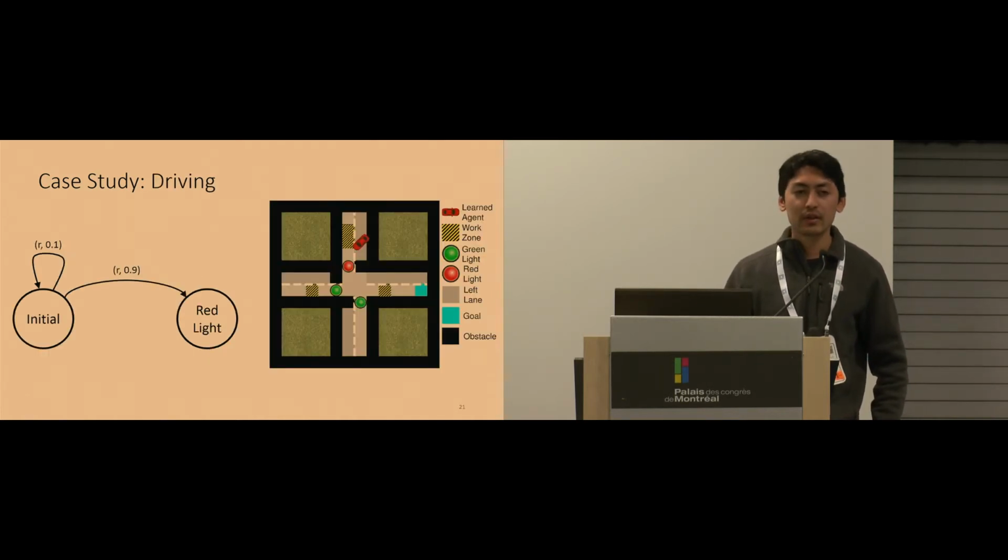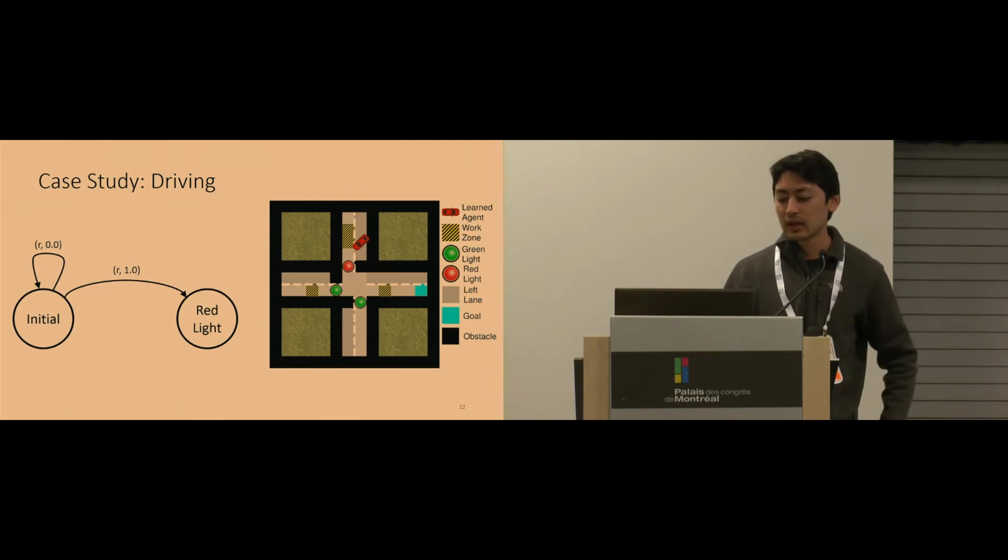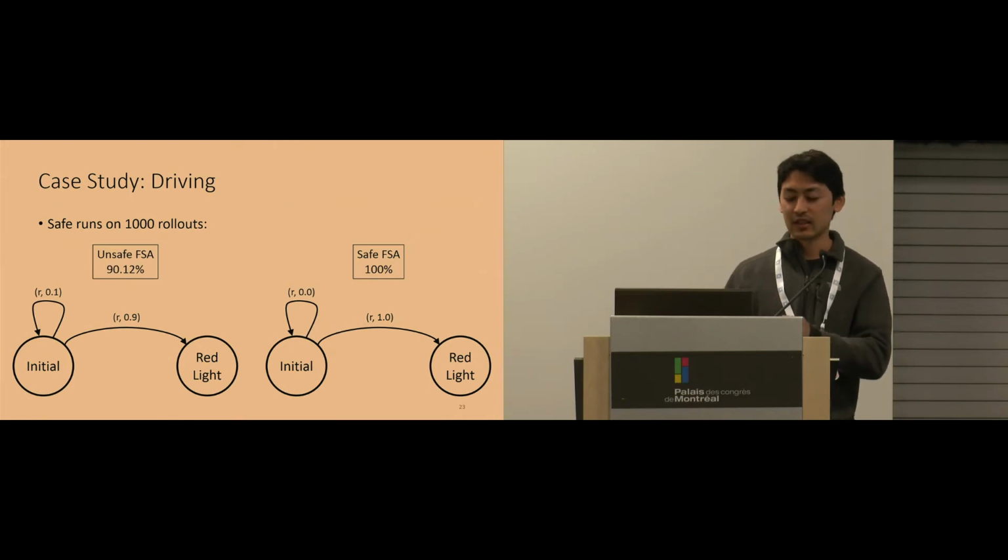Another example is in the driving domain. Let's say that you've been observing a lot of bad drivers. Here's just a fragment of the learned FSA, where you've learned that you ignore the red light 10% of the time, and you stop at the red light 90% of the time. Once again, since the FSA is interpretable and manipulable, all you have to do to fix this is change the transition probability so that you never run the red light. We tested this, and as you would expect, the unsafe FSA runs 10% of the red lights, and the safe one does not run any red lights.